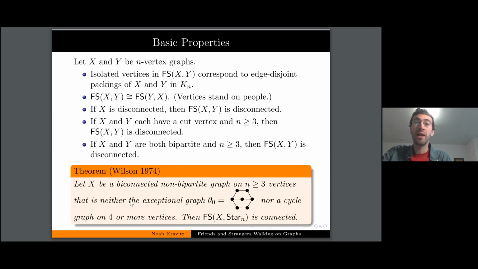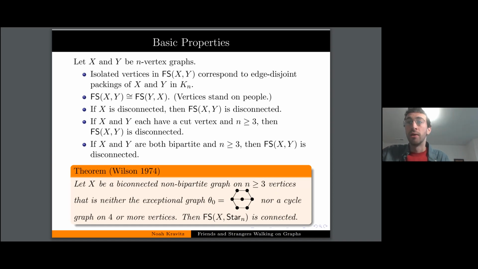And then suppose further that X is not this particular exceptional graph theta naught, and that it's not a cycle graph on 4 or more vertices. So if X is not any of these problematic things, then we're guaranteed that the friends and strangers graph of X with a star will be connected. And the proof is pretty involved. And a nice thing is that we'll be using this theorem more later in the talk.